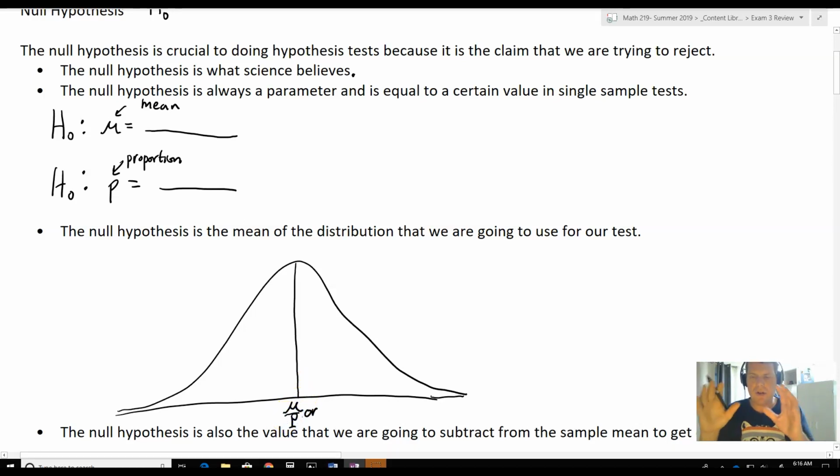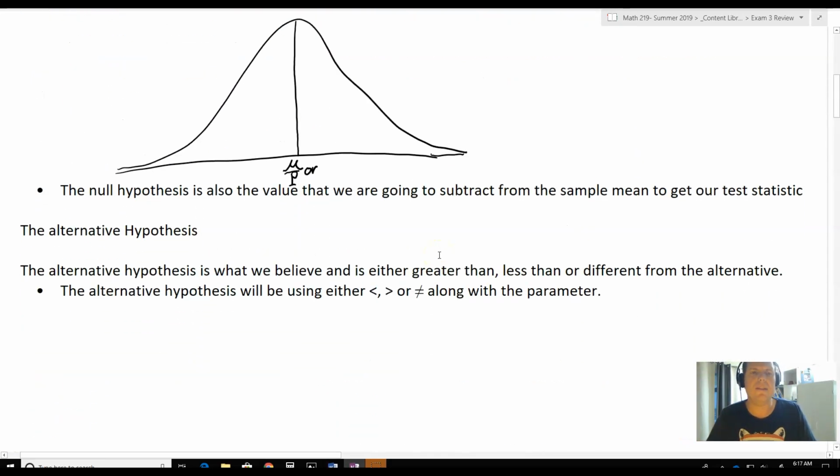Okay, so when we construct a test statistic, you're going to get a p or a mu inside of the test statistic. In those instances, that p and mu is the null hypothesis. Okay? The null hypothesis is also the value that we're going to subtract from the sample mean to get our test statistic. So that's what I just said.